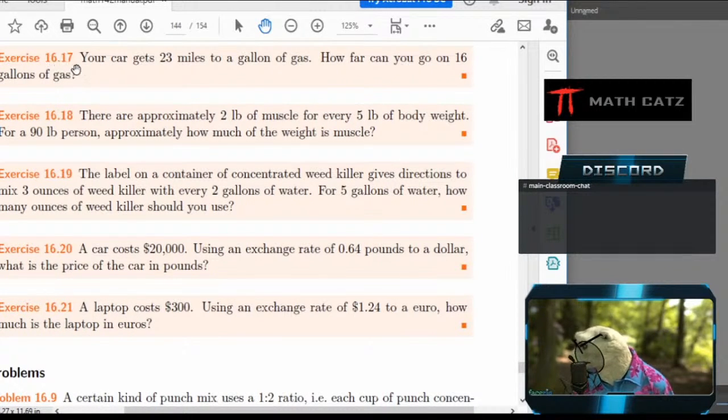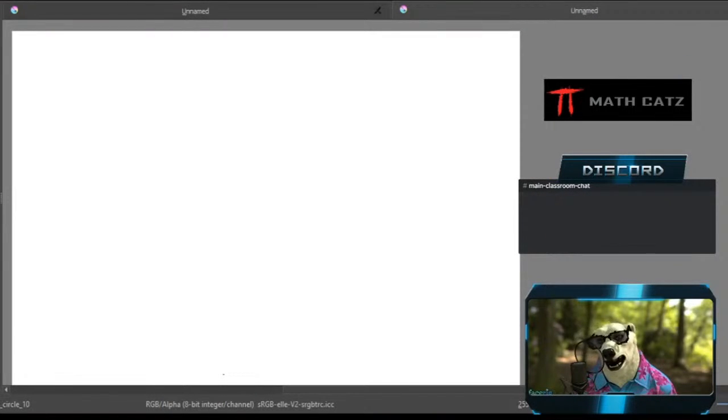Exercise 16, 17. Your car gets 23 miles to a gallon. How far can you go on 16 gallons? Now I know this is the first example, so I've made it simple on purpose, and depending on your experience, you might feel that I don't need any fancy equation for this.